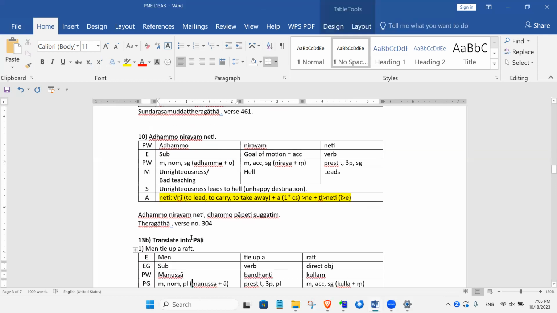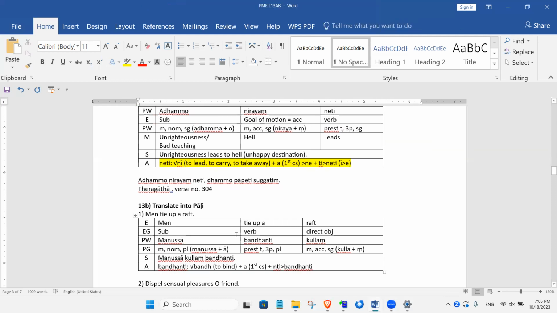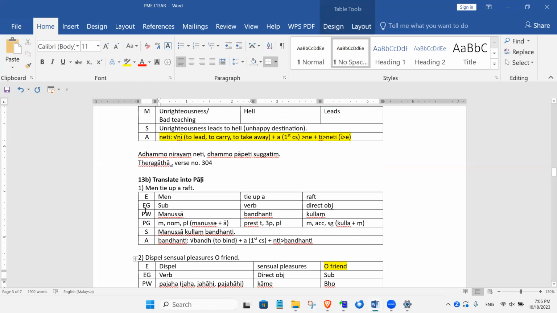Adhammo. Right. I think 13B is a little bit difficult, but I think not so difficult because the answer is at the back. So you all should try to do it yourself. Okay. So when you write, I think this is done by Sumita, right? Yes. English grammar: subject, verb, and object is direct object. Okay, so instead of putting the Pali word here, this one should move to later. Pali grammar should come first.